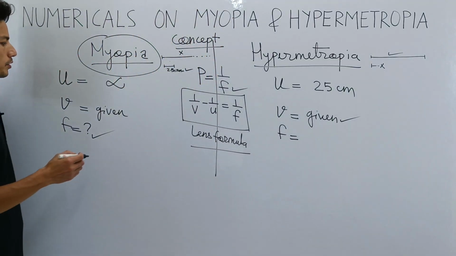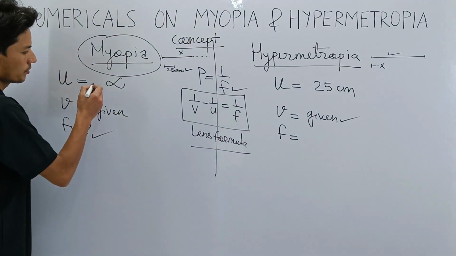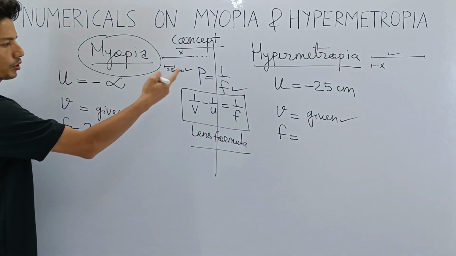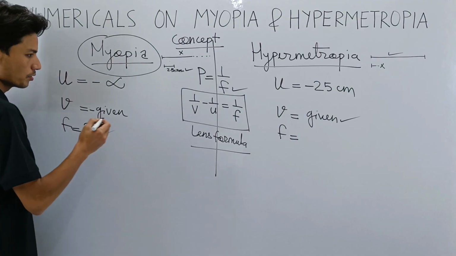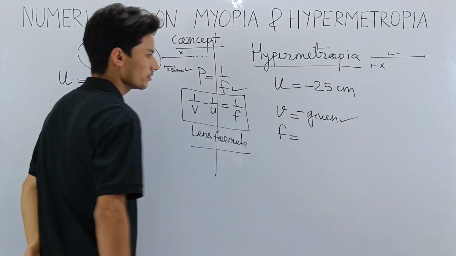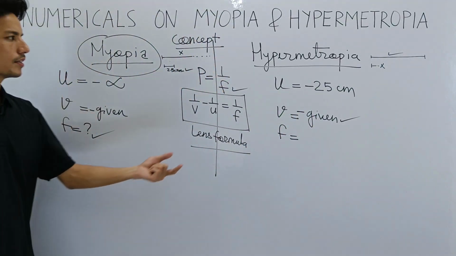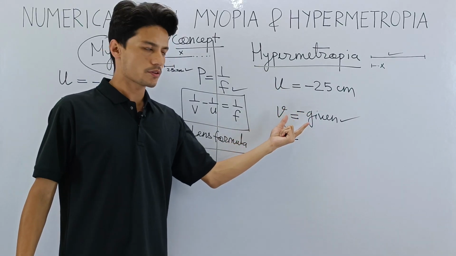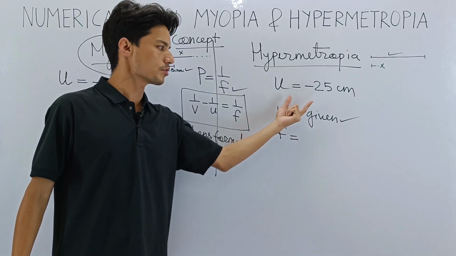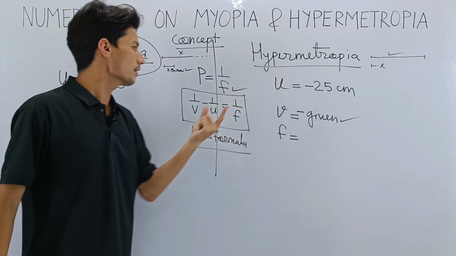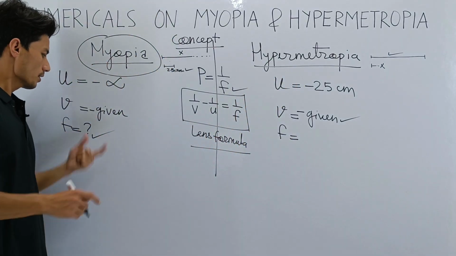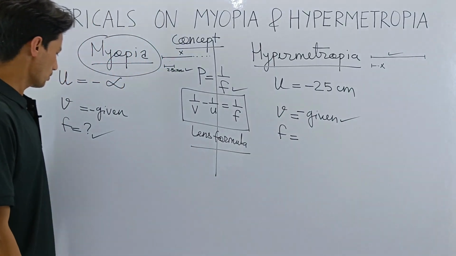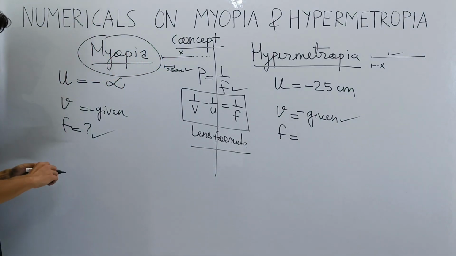One more thing you have to do is do not forget to write negative, minus, in all the values. U will be negative, and similarly V also will be negative. So on questions where you are supposed to find power, sorry, not focus, where you are supposed to find power for hypermetropia and myopia, do not forget U and V values will all be negative. With this, it will not be difficult finding f.